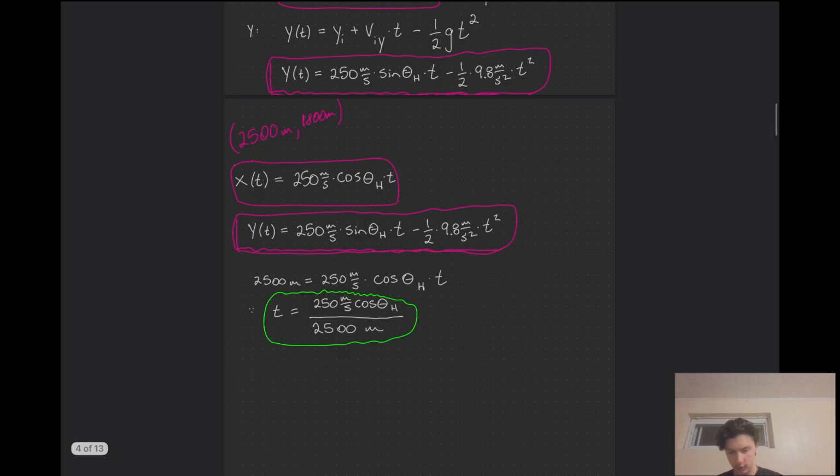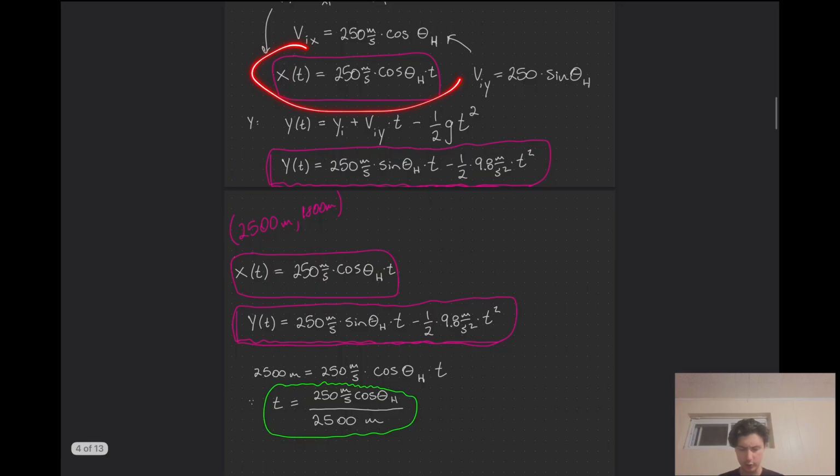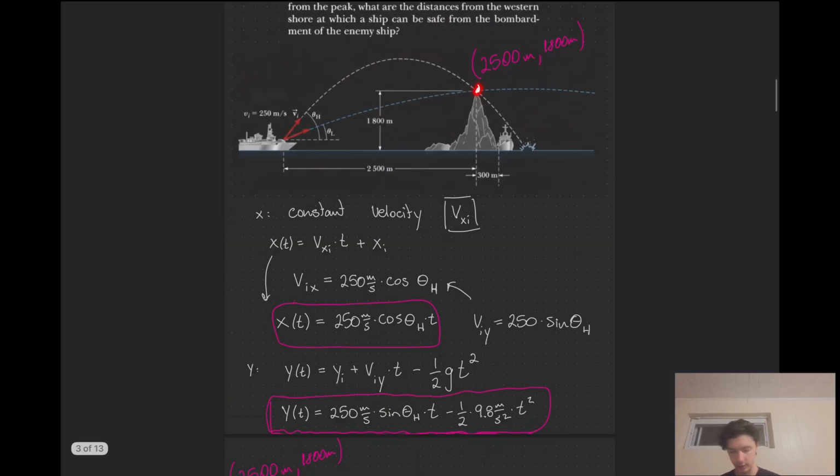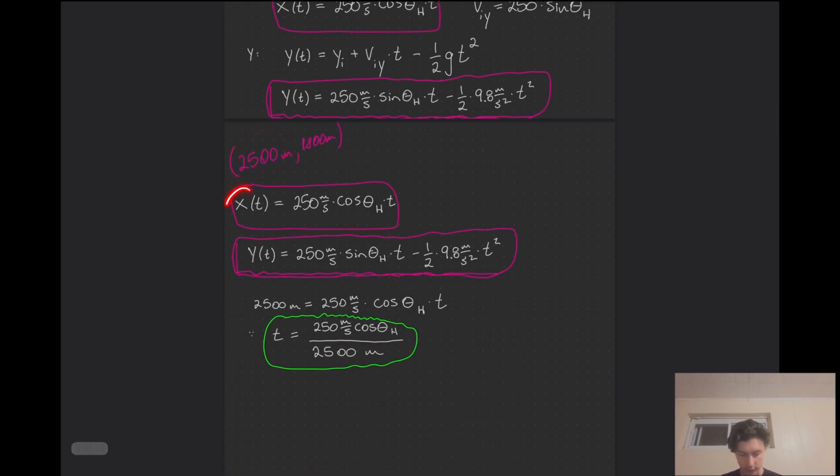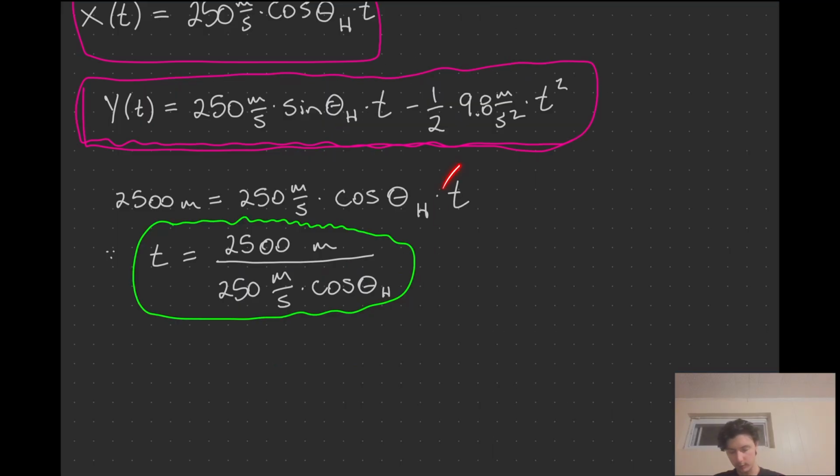So what I did here to save some time is I just copied our x equation and our y equation over here, which we found from before. I took this data point, which we got from here, and then I plug in 2500 into the x equation, and I isolate for time. So I just divide both sides by this thing, and I get 2500 meters over 250 meters per second times this. Now I've isolated for t.